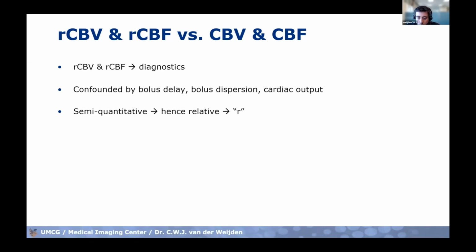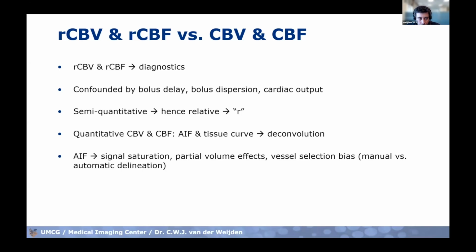To enhance the robustness of the parameter estimations, the tissue curve can be deconvolved to eliminate the aforementioned confounders. However, to enable deconvolution, an arterial input function is required, and an arterial input function reflects the concentration of the contrast agent in an artery over time. An accurate AIF measurement is technically challenging because the arterial input function might be affected by signal saturation, partial volume effects, and vessel selection bias, which is why fully quantitative DSC-MRI is not routinely used in daily clinical practice.